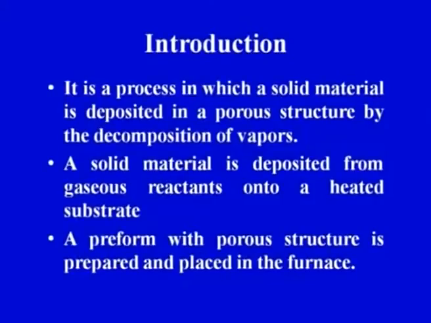The third point on your screen: a preform with a porous structure is prepared and placed in the furnace. Placed in the furnace means that this particular process takes place at an elevated temperature. Temperature is one of the prerequisites for chemical vapor infiltration in case of ceramic matrix composites. If we are going for a CVI process, we have to put it in a heated chamber.